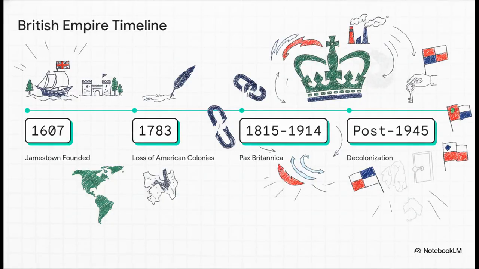Just to keep our bearings, let's look at this timeline anchoring us across roughly 400 years. We're starting way back in 1607 with Jamestown being founded. We hit that major roadblock in 1783 with the loss of the American colonies. Then we soar to global dominance from 1815 to 1914 during Pax Britannica, and finally face rapid decolonization after 1945. Seeing the whole shebang laid out like this really highlights the sheer scale of cause and effect we're talking about here, right? Before we jump into the early economic engines.